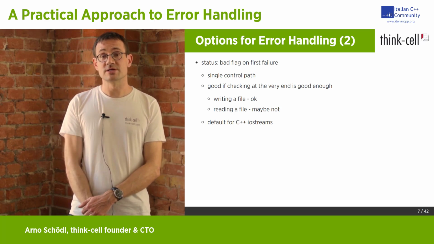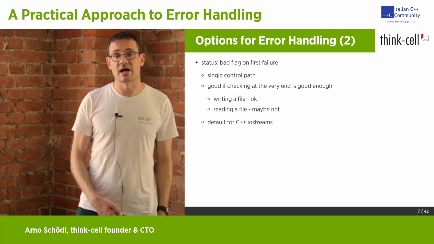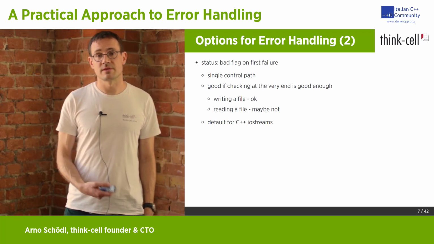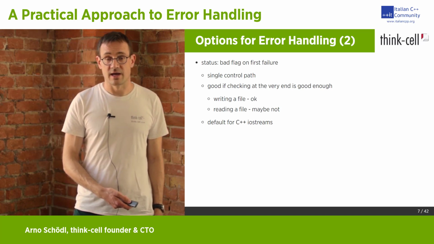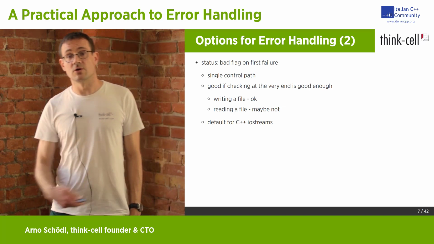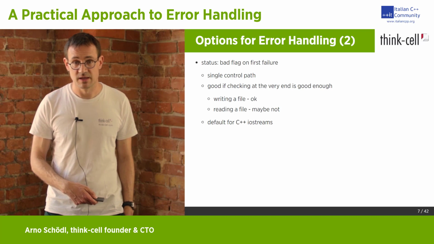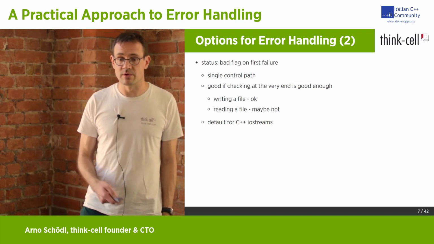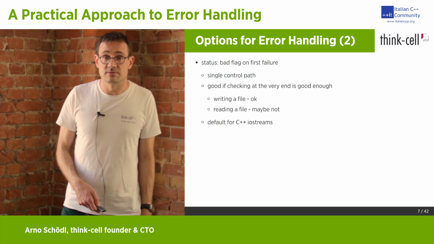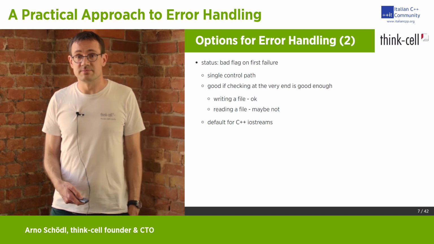Now, an alternative is a status flag. So there you essentially have a single control path, and whenever you do an operation, your object remembers whether that operation succeeded or not. And if it didn't, then it sets a flag to false. And after you did a whole sequence of operations, at the end you can find out whether your sequence of operations succeeded or not. That's fine in some cases. For example, when writing a file, but when reading a file and you need the intermediate results, then it's not as good. It's actually the default for C++ I/O streams.